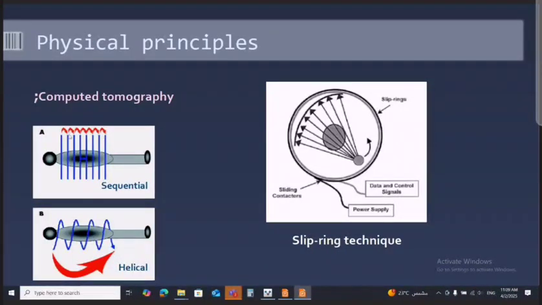Computed tomography started as sequential images, scan and scan without volume acquisition. Later on, the helical CT was developed with helical acquisition and volume images. The slip ring technique helped us to develop this volume acquisition, and so the detectors are not connected to cables and can rotate around the patient for the whole cycle without stop.